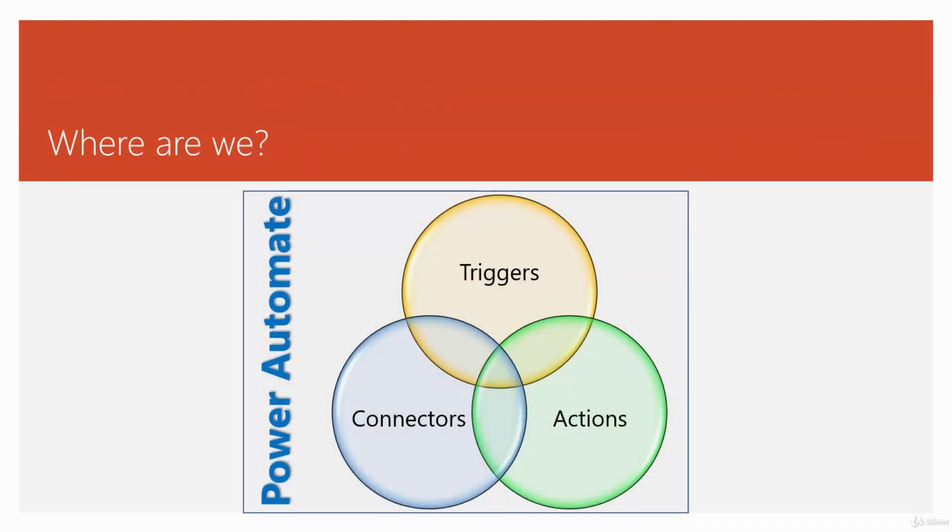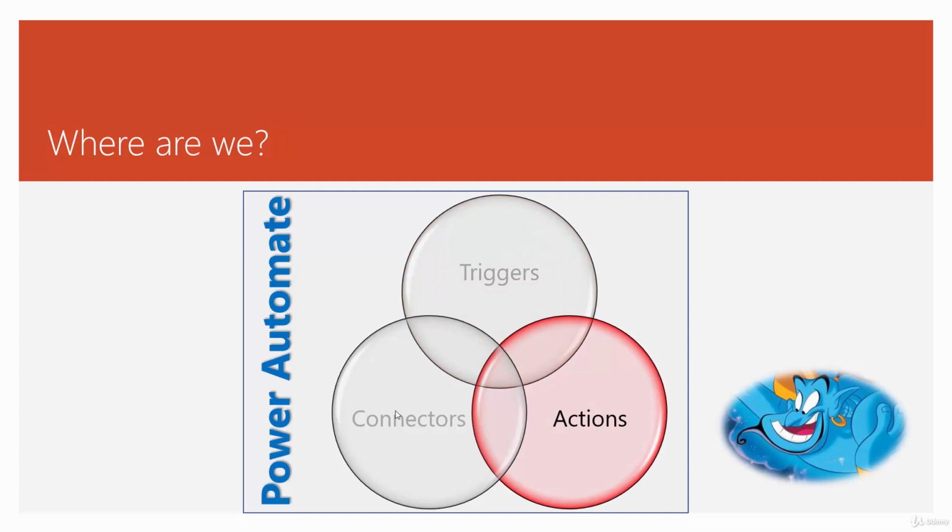Go back and have a quick review. We learned that Power Automate has 3 built-in components: triggers, actions, and connectors. In the previous section, we learned about triggers. Now it's time to get into actions.